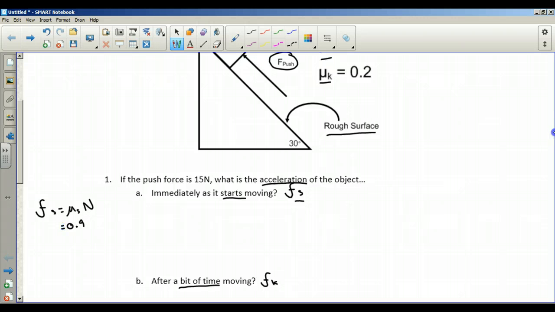Now we have to find our normal force, and in order to do that, we need to take a look at our free body diagram. So we have our gravity force going directly down, our weight, which is equal to mg, which is equal to 10 times 9.8, or 98 newtons. Then we also have our normal force, which goes up at an angle, which we'll be able to figure out in just a second. Then we also have going up the ramp our push force of 15 newtons.